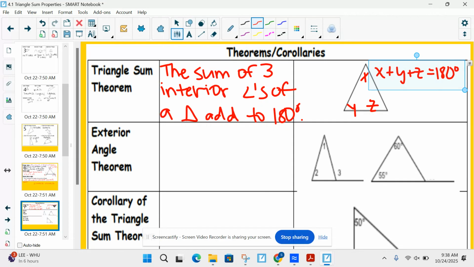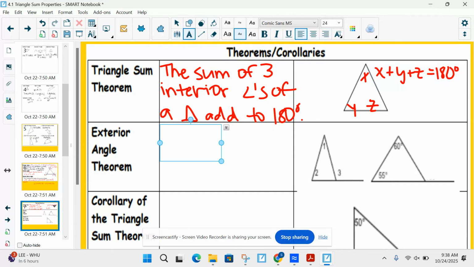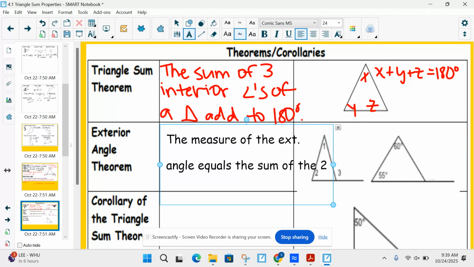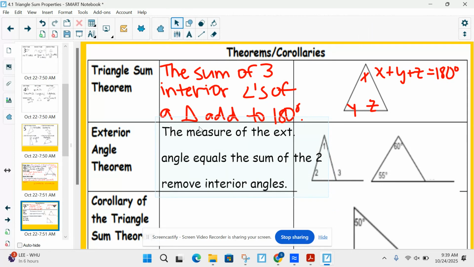The exterior angle theorem is related to the remote interior angle. So I'm going to type this one. So this says that the measure of the exterior angle equals the sum of the two remote interior angles. So the measure of the exterior angle, so angle 3, is equal to the measure of the two remote interior angles, 1 and 2.